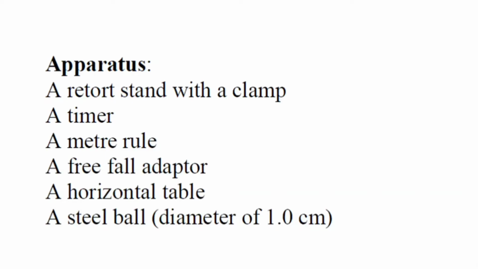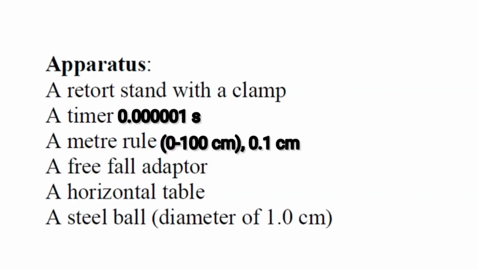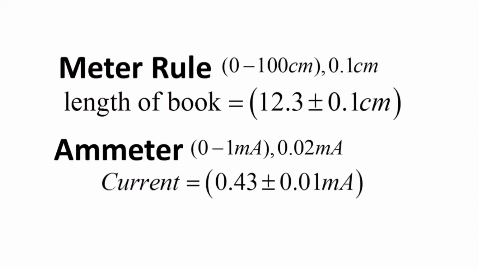We recommend that when you write the list of the apparatus, go to the measuring instrument in the list and write the range and the resolution of the instrument next to the instrument name. You can get both of the values from the instrument itself. Here are some examples. Next to the instrument, we write the range and the resolution of the instrument.